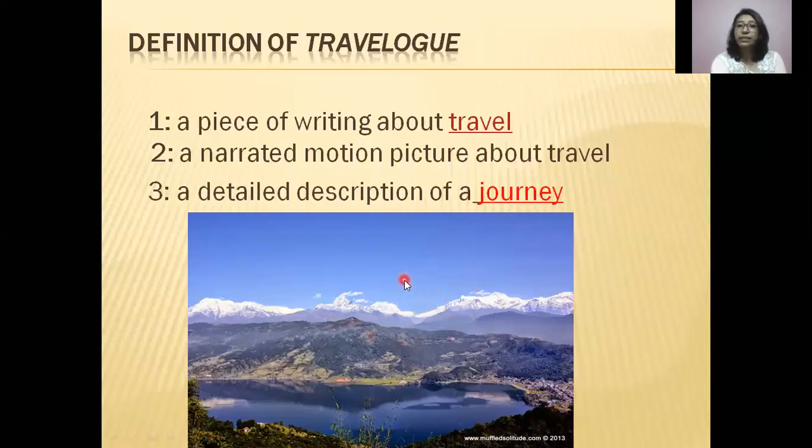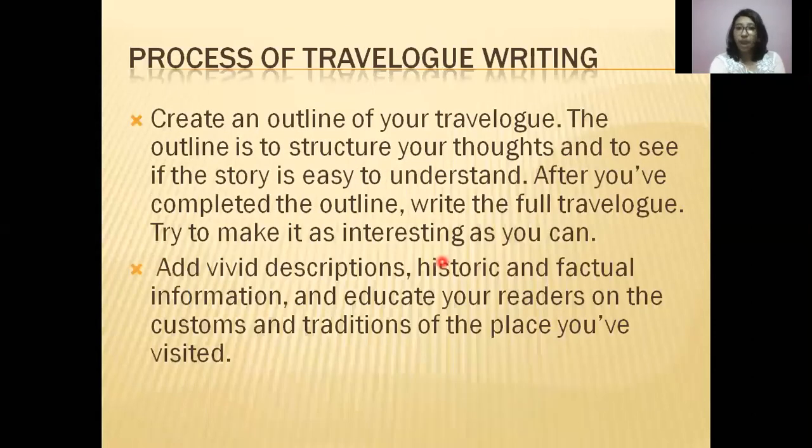So we have to be very specific, very descriptive while describing our travelogue. So it's a detailed description of a journey, the place which you have visited. You have to write in detail. You have to give all the descriptions about your journey. So this is all about a travelogue. Now let's move on to how to write it. Process of travelogue writing. First of all, before writing any creative writing, maybe it's an essay, maybe it's a poem, or maybe it's a travelogue, you have to prepare an outline.